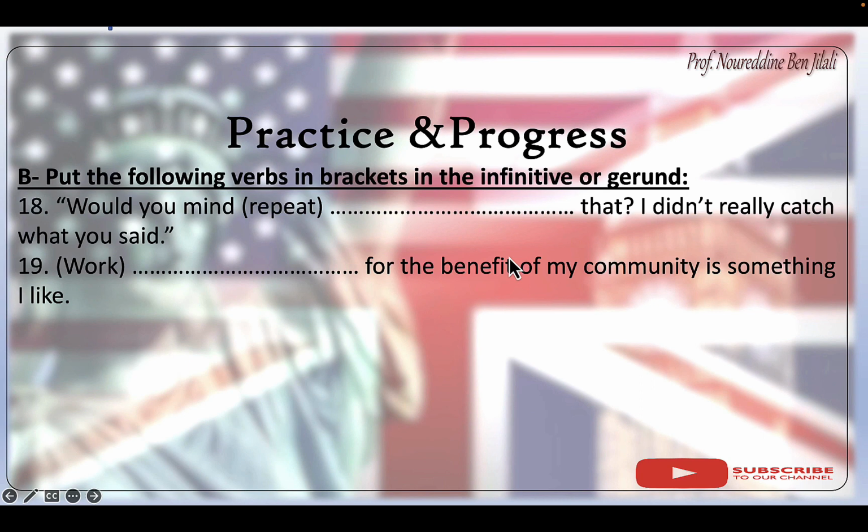Number 19. Working for the benefit of my community is something I like. So this place is the place of the subject. And we've seen before that gerund can be a subject or object of a sentence. So working here for the benefit of my community is the correct choice.